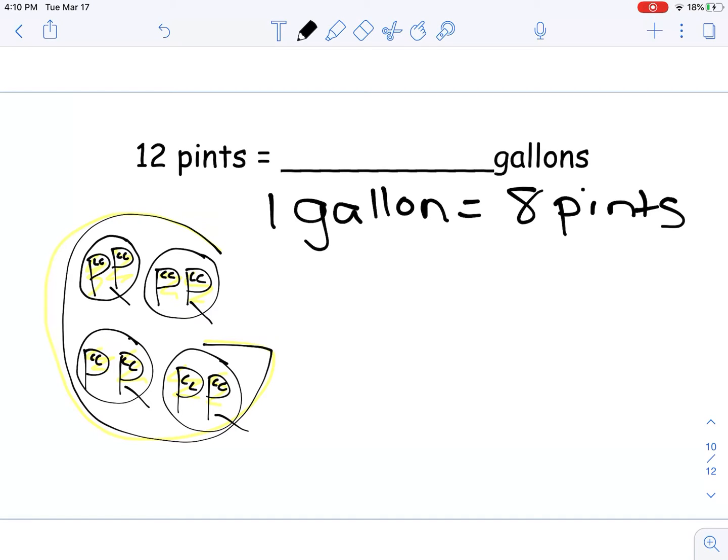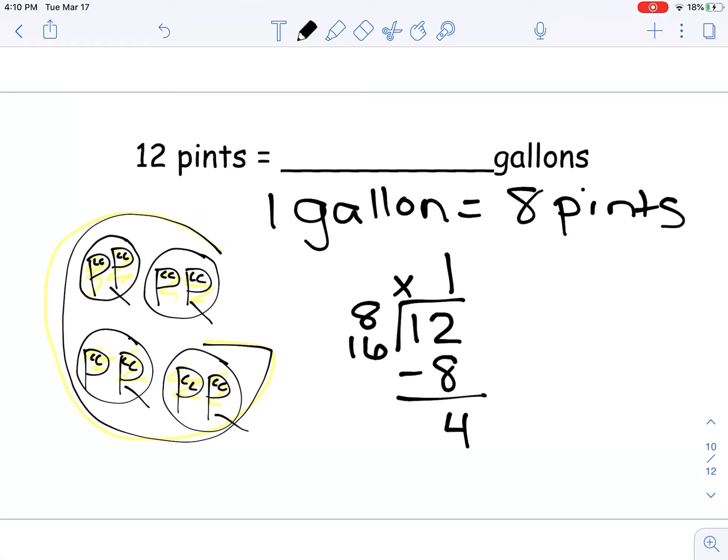All right, pints to gallons. If you look at your gallon man here, the P's are definitely smaller than the G, so I'm going small to big, which means divide. 12 divided by 8. If I do my strategy for skip counting, I can stop at 16 because it's already bigger than 12, which means I can get 1. Subtract 12 minus 8 is 4.